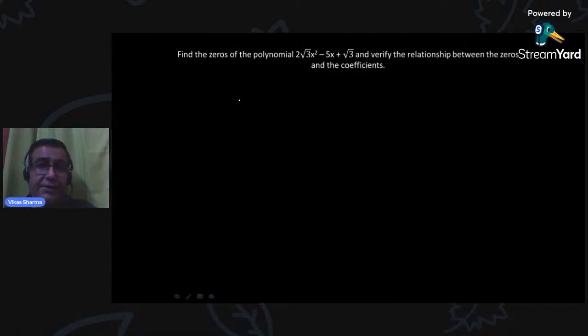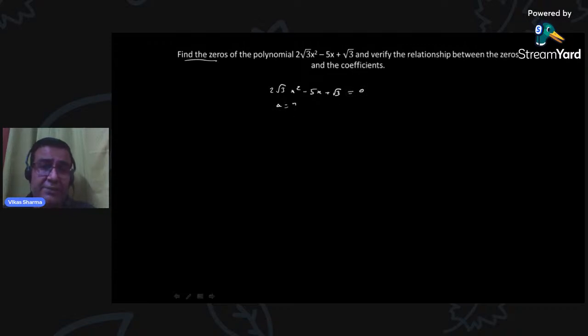Okay, the next question that we have is: find the zeros of the polynomial 2 root 3 x square minus 5x plus root 3, and verify the relationship between the zeros and the coefficients. So here we will have to find the zeros, and to find the zeros, let me equate it to 0.